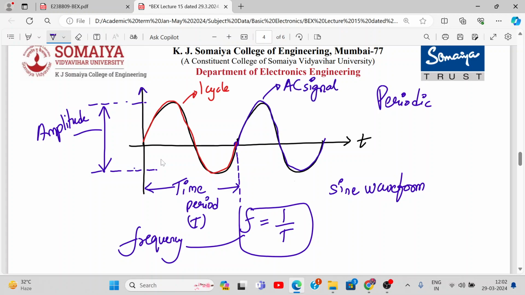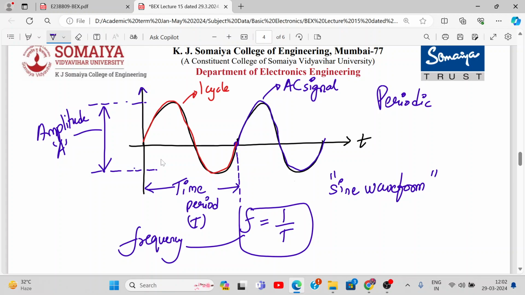AC mains बोलते हैं ना हम लोग उसको, 230 volts 50 hertz. It's the same cycle. So same waveform. इसको बोलते हैं sinusoidal waveform, or sine waveform, whose time period is T, frequency is 1 upon T, and amplitude is A, let's say.